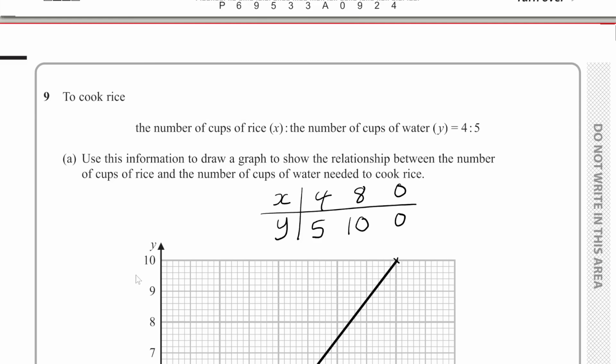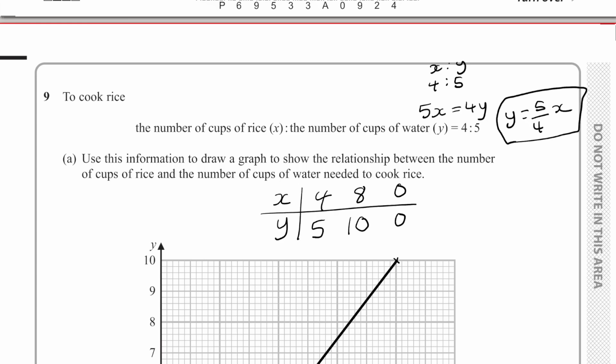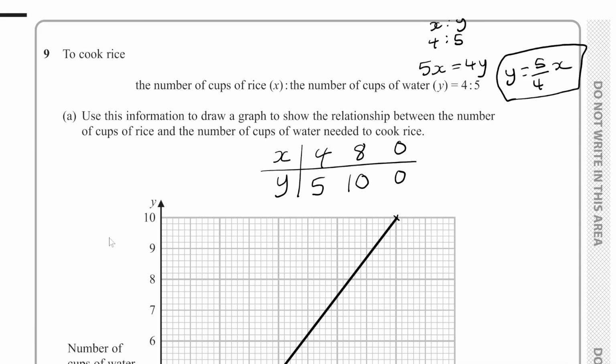We could have also changed this into a formula. So if the ratio X to Y is 4 to 5, we can say that 5 X's equal 4 Y's. So in order to make them equal, you'd have to times X by 5, Y by 4, and then they become equal. So 5X equals 4Y, and to make it an equation, you could divide both sides by 4 and say Y equals 5 over 4X. And then we could use that to draw our graph as well. So Y equals 5 over 4X is the equation of the line.